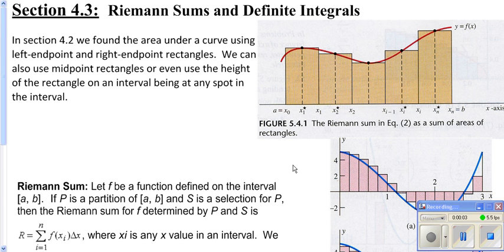Riemann sums and the definite integral. The definite integral, once again, is just the area underneath your curve. Riemann sums is a process of finding that area.